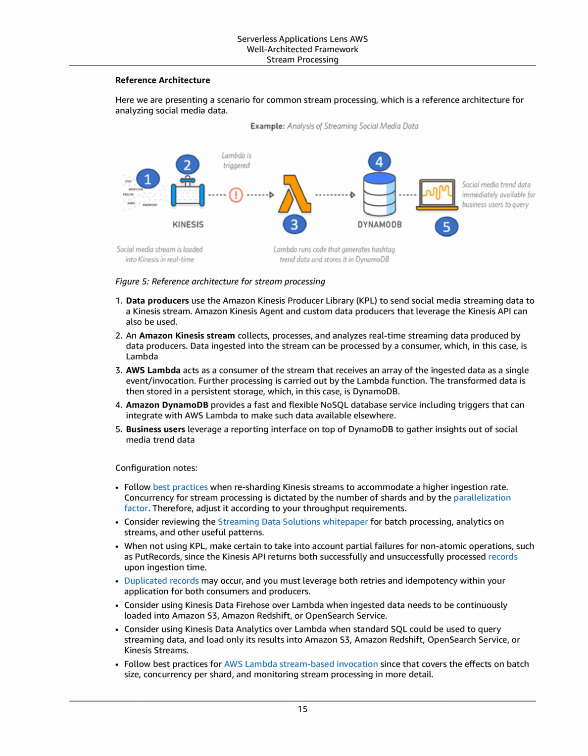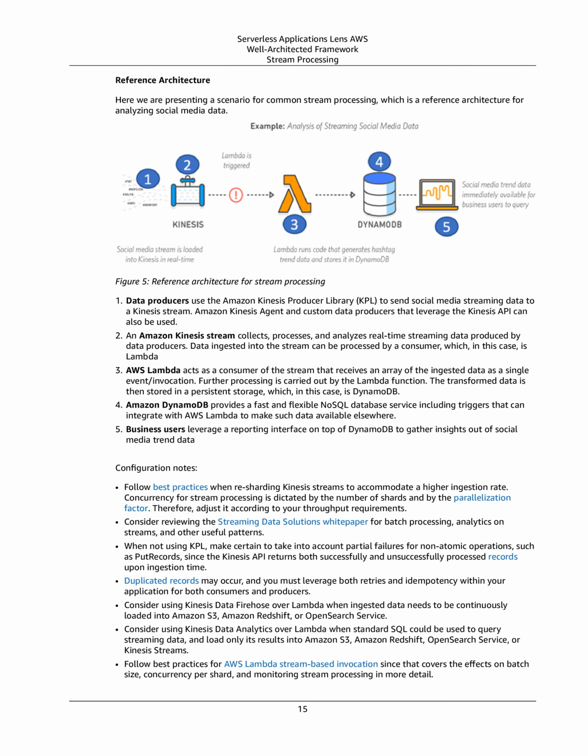Configuration notes. Follow best practices when resharding Kinesis streams to accommodate a higher ingestion rate. Concurrency for stream processing is dictated by the number of shards and by the parallelization factor. Therefore, adjust it according to your throughput requirements. Consider reviewing the Streaming Data Solutions white paper for batch processing, analytics on streams, and other useful patterns.